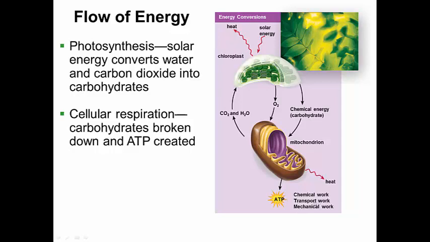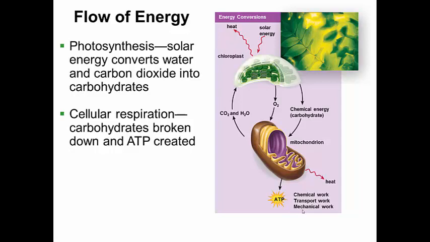Transport work, mechanical work, like in the case of the actin and myosin muscle contraction that we just mentioned, or even chemical work in the form of chemical reactions that occur in the body. So that's the basic story. This is a flow of energy. Let's review the flow. Solar energy from the sun to plant, chemical energy from the plant to the mitochondria, and then chemical energy from the mitochondria in the form of ATP to the cells of the body to accomplish the various types of work that need to be done in the body.